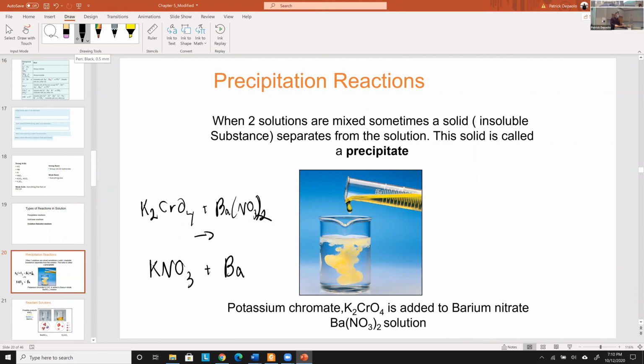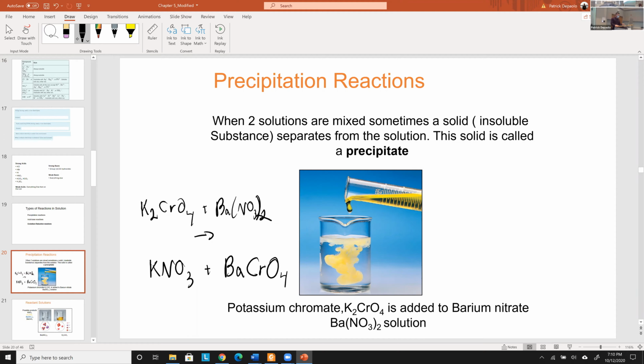Yeah, +2, because it's with two nitrates. So barium chromate. So it'll just be a 1-to-1 like that. Yeah, definitely review your charges, review your polyatomics. So I want you guys to be like, if I tell you barium, 2+, chromate's a tough one, but something like nitrate, 1-. You got to be on it.